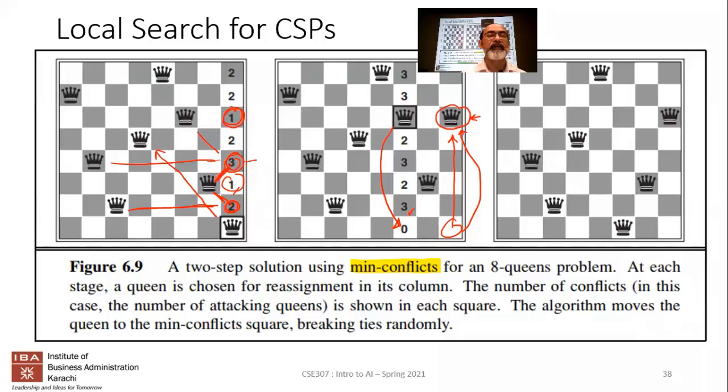Because there's going to be 1 conflict with this guy and 1 over here and 1 over here. Okay, so there are 3 queens, and so you pick one which is going to minimize the conflicts, but you pick it randomly. Okay, so you come over here.